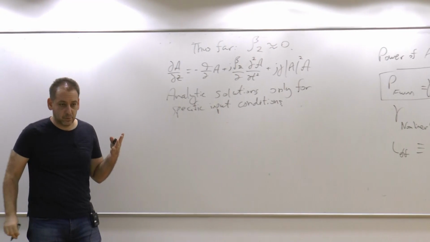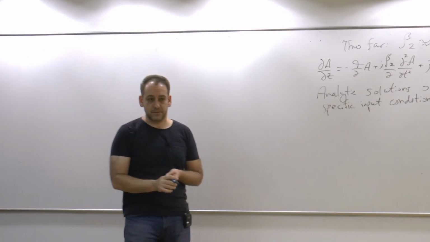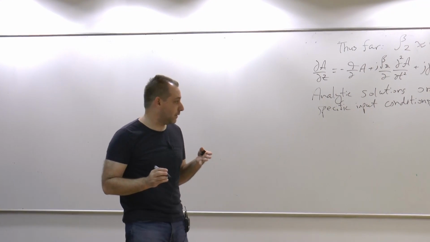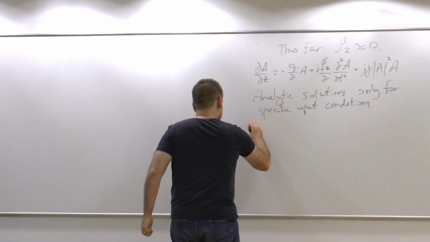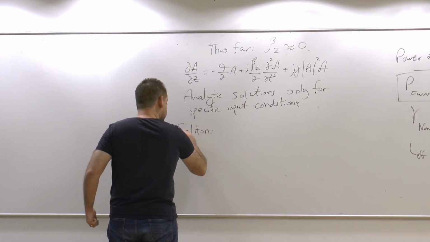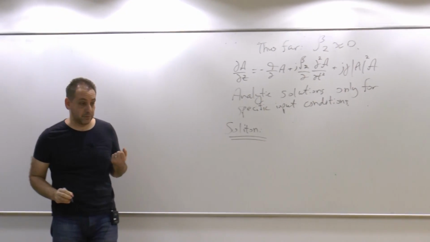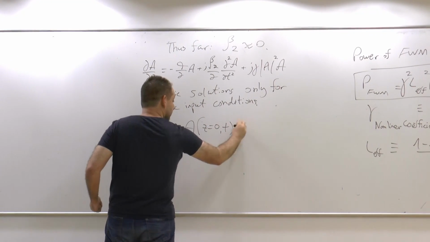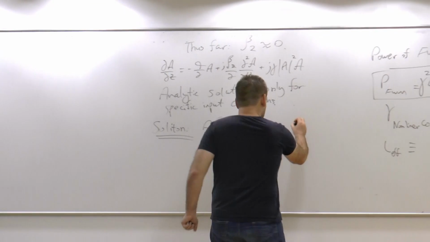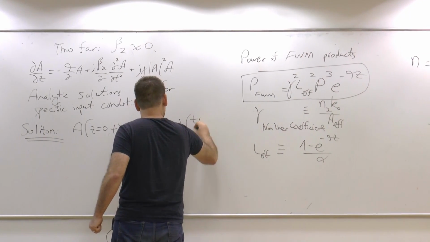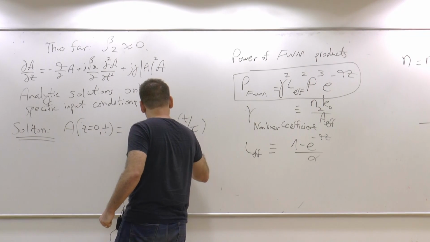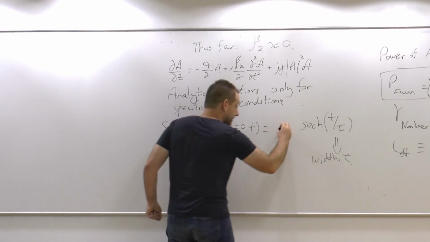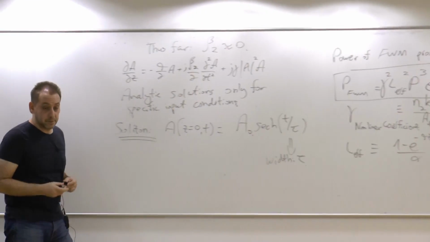One such condition that we discussed in qualitative terms at the end of the previous meeting, but I will return to it in more detail now, is called a soliton. A soliton is an input pulse with a very specific temporal form. So our input field magnitude at z equals 0 follows a temporal behavior of a hyperbolic secant with a width parameter tau. And it has a certain magnitude at the input.